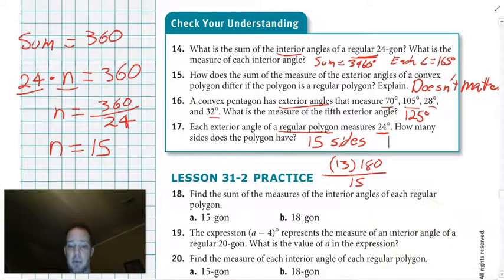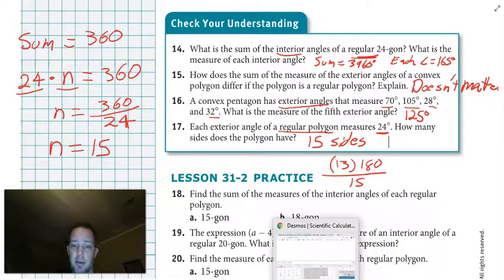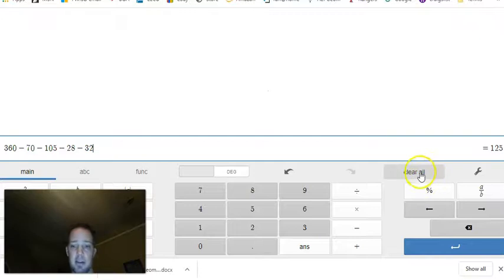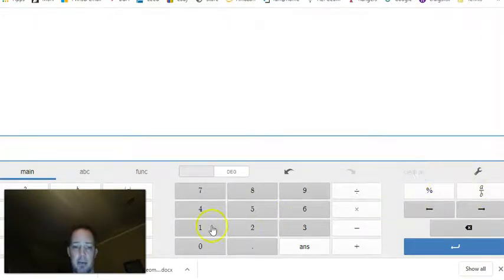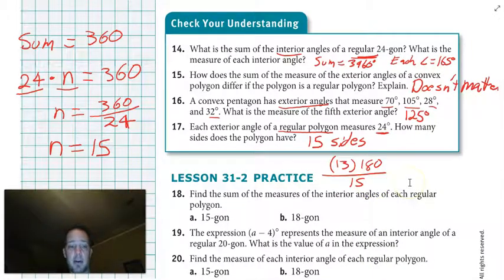So let's check that one real quick just to make sure. 13 times 180 divided by 15. We do get 156, and 180 minus 156, the supplement, does equal 24. So great. Turns out that does work to check our work on these.